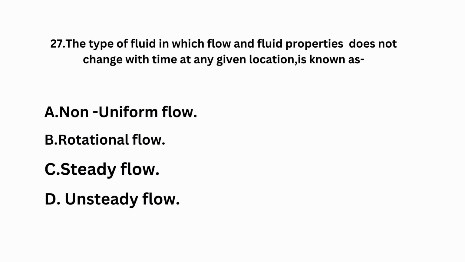Question number 27. The type of fluid flow in which flow and fluid properties do not change with time at any given location is known as: A. Non-uniform flow, B. Rotational flow, C. Steady flow, and D. Unsteady flow. In non-uniform flow, velocity is not constant at any given instant. Flow is rotational when its vorticity vector is non-zero in some region. And unsteady flow is flow in which the quantity of fluid flowing per second is not constant. So the answer is C. Steady flow.